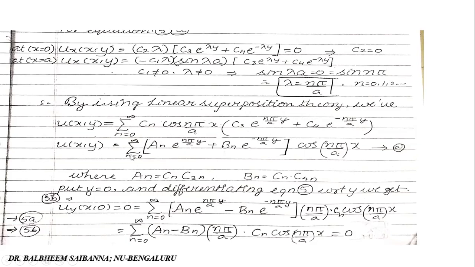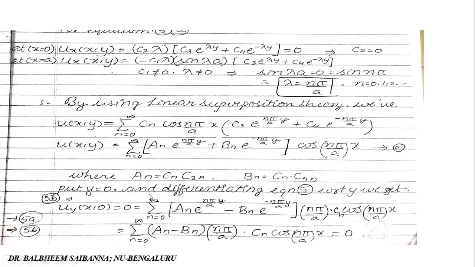U of x comma y is equal to summation of n is equal to 0 to infinity an e to the power of n pi by a y plus bn e to the power of minus n pi by a y cos n pi by a into x, where Cn C3 is there. Instead of Cn C3 we are writing one constant an, and instead of Cn C4 we are writing bn.